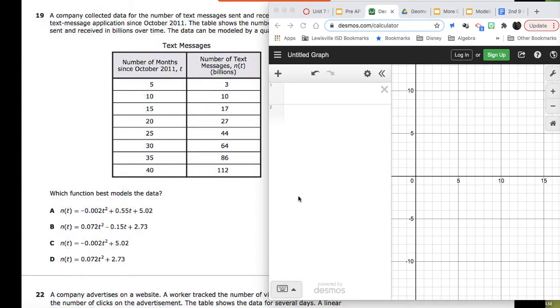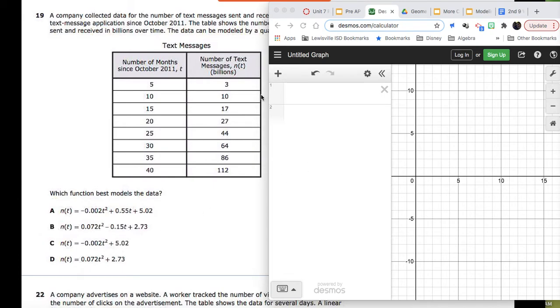Regression with Desmos to create the function that represents this table of data. This particular table of data has answer choices that are in the form of a quadratic equation. You'll know that because you can see the answer choices all here have your variable squared. So it is a quadratic.